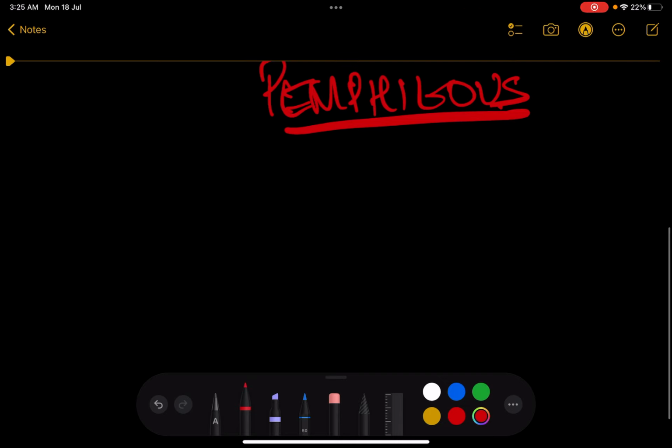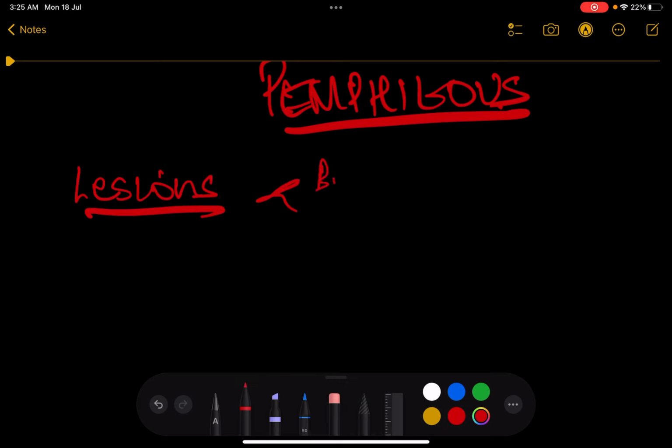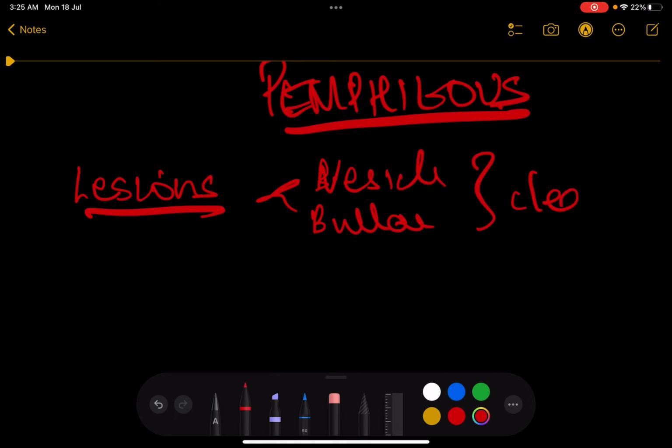The lecture is about pemphigus. Before we start, I would like to introduce a few terms about the different types of lesions that we could see in pemphigus. So lesions would be a vesicle and then a bullae. So what are these? Vesicles have clear fluid, they do not have pus, and the fluid is present in these erupted lesions.